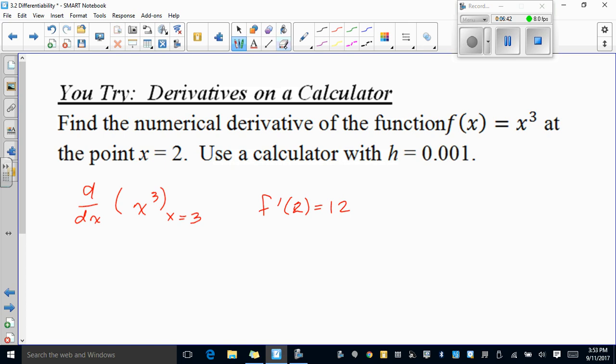And you can quickly double check that. Hopefully you have a calculator while you're looking through this. If not, you're going to practice it. You'll practice it when you come back to the classroom.